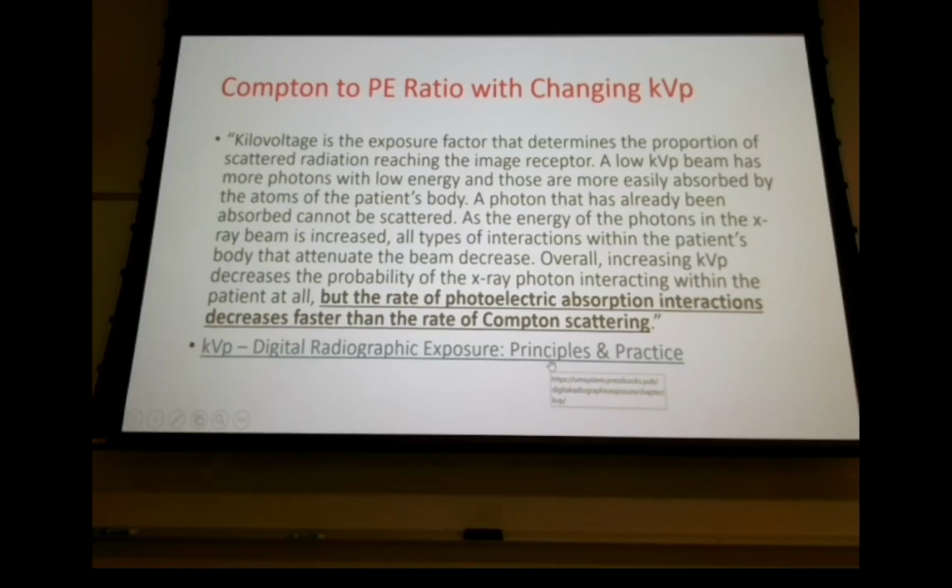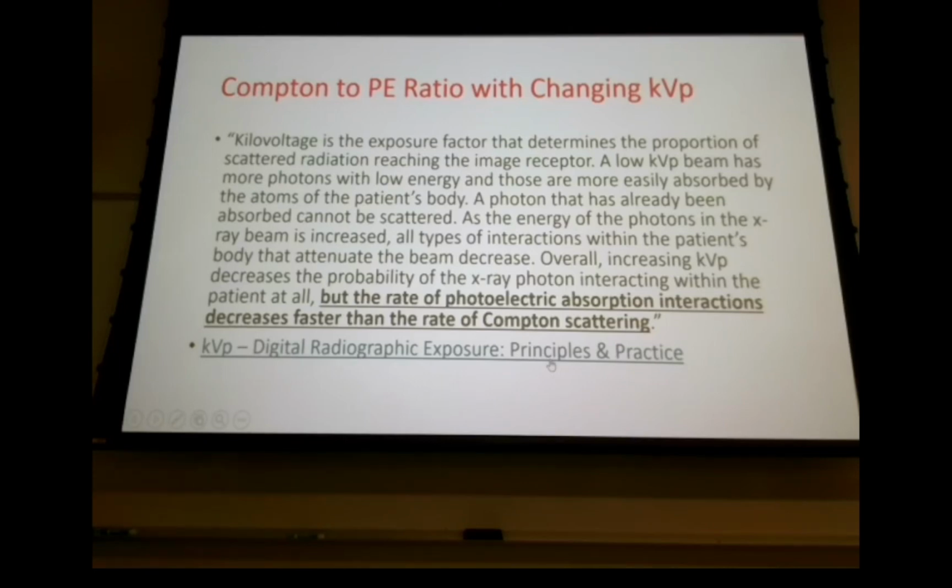Kilovoltage is the exposure factor that determines the proportion of scatter radiation reaching the image receptor. That's the big thing, reaching the image receptor. A low kVp beam has more photons with low energy, and those are more easily absorbed by the atoms of the patient's body. So they absorb, right? Even if they scatter, they absorb. A photon that has already been absorbed can't be scattered, so it stops. The patient receives all of that dose at the photoelectric.